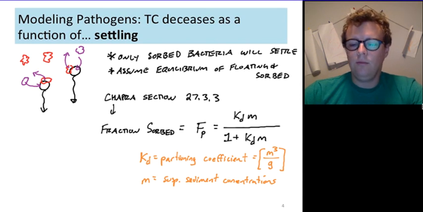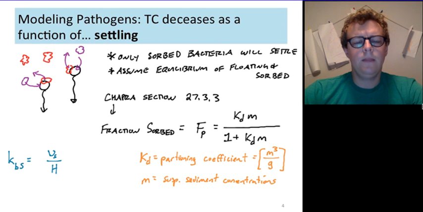And so with this in mind, we can take what we've always done, the ability to express settling as a rate coefficient, velocity per unit depth. And we just have to modify that with this F sub P, or fraction sorbed. That way the only settling losses are occurring to some fraction. So that F sub P is going to range from 0, meaning everything is free floating, to 1, meaning everything is sorbed to sediment.